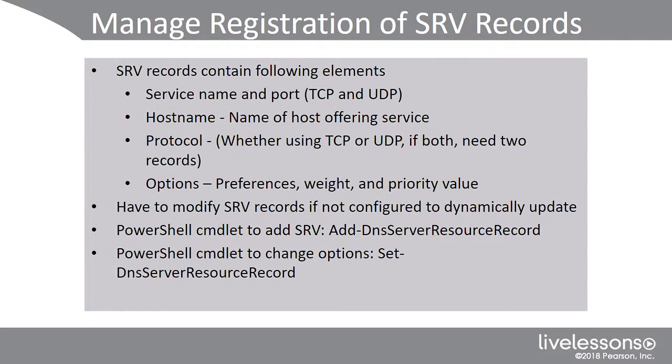Again, you can use both, but we need two separate records for both. And then the options. Your options include preferences, weight, and priority value. And all this does is prioritize when there are multiple records that are pointing to the same service or server, and you want to be able to control which server responds first.